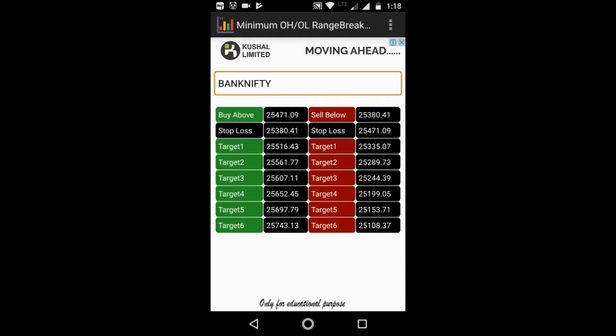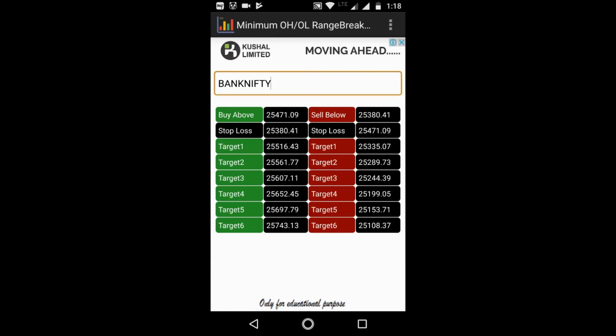Once you select Bank Nifty over here, you get a signal like buy above 25471 with a stop loss of 25380. Similarly, after 9:30, if you find Bank Nifty is going below this level, then you can sell below 25380 and your stop loss will be 25471. So this is the way you should trade on an intraday basis.